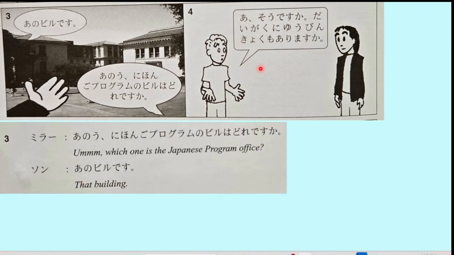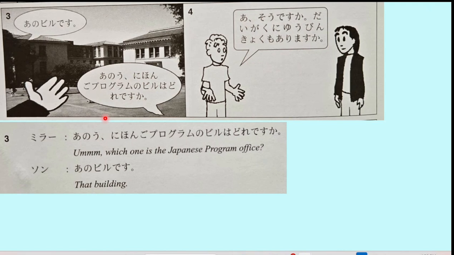So now let's go through the meaning one by one. So Miller-san asked first, ano, Nihongo purugramu no biru wa dore desu ka? So ano means, that means it is a kind of acknowledgement of what the other person has just said. So this is kind of informal acknowledgement. Which one is the Japanese program office?